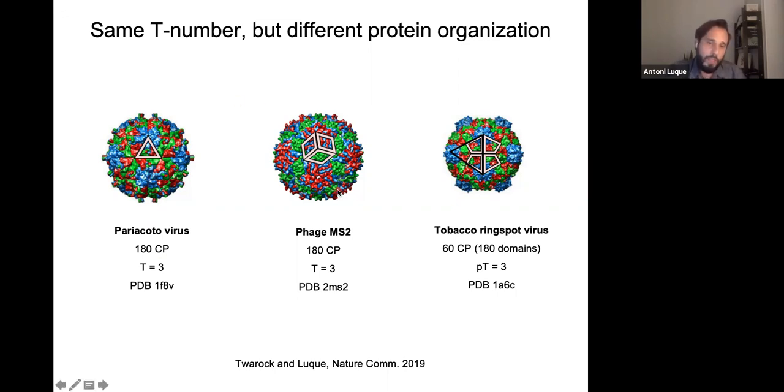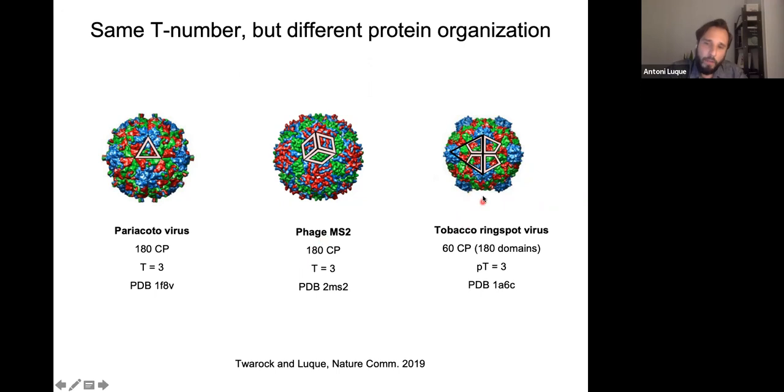This other example, phage MS2, infects bacteria, has also 180 proteins, so it was classified as a T3. However, when you look closely, there is nothing here that resembles the original classification that we were describing. The proteins are actually organized in dimers, and these dimers seem to form these rhombs. So that's something that we were not predicting, but since the stoichiometry was the right one, it was fitted as a T3.